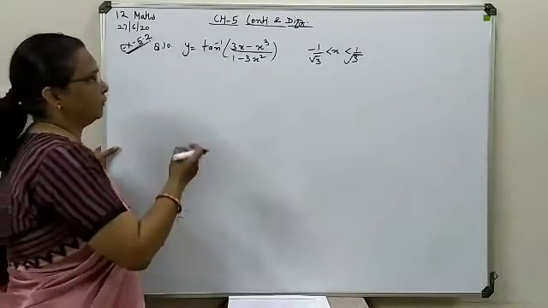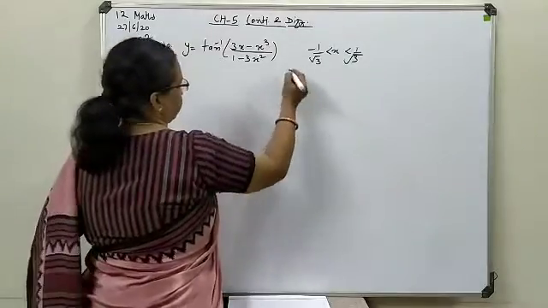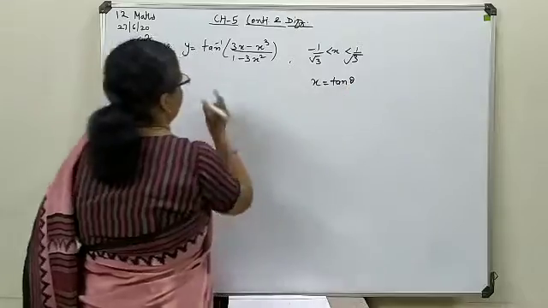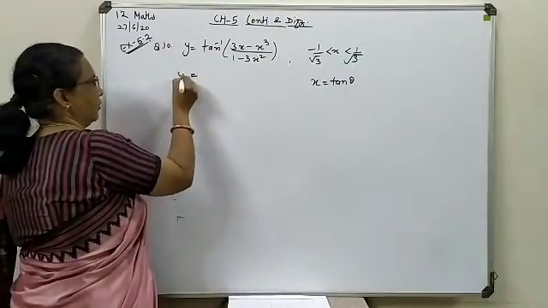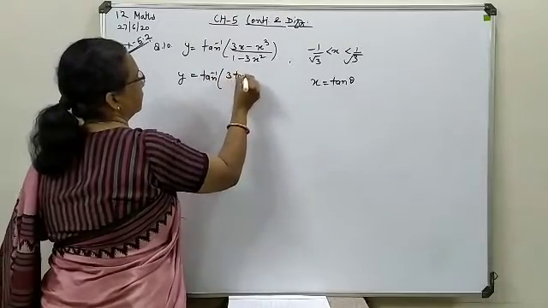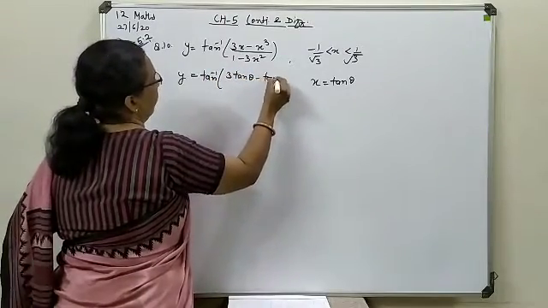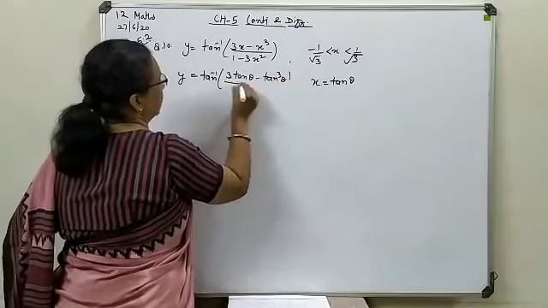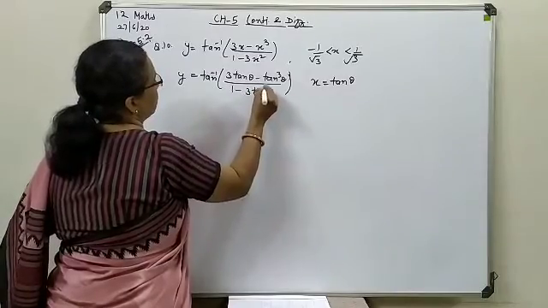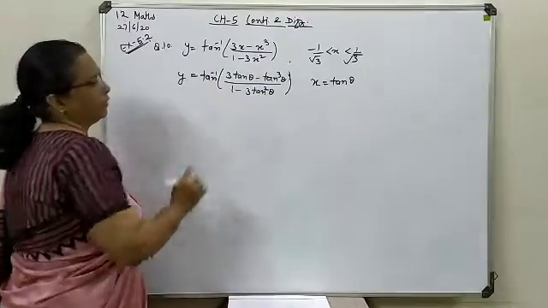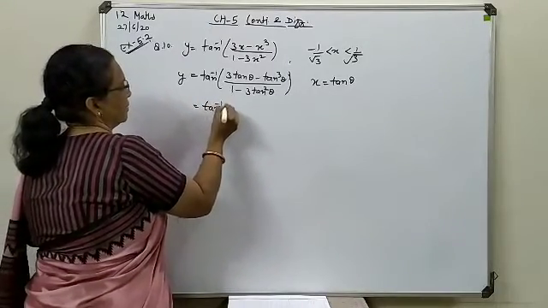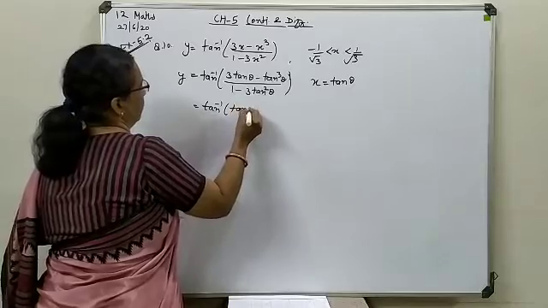So here first of all we are going to substitute x as tan theta. So substitute in the given question form: (3 tan theta minus tan cube theta) upon (1 minus 3 tan square theta). This is the direct formula of tan 3 theta. So this will be your tan inverse tan 3 theta.